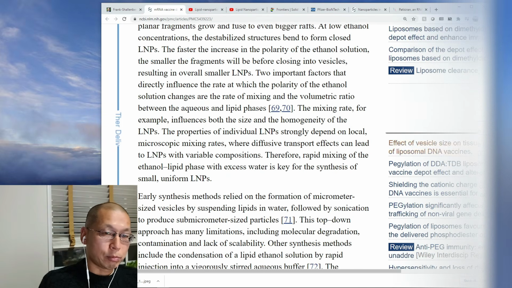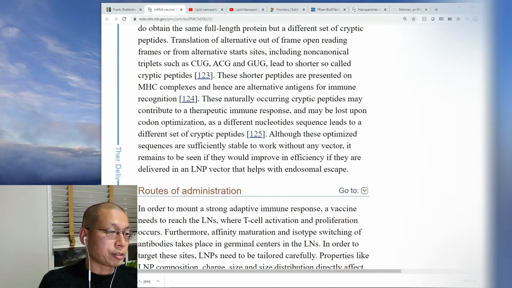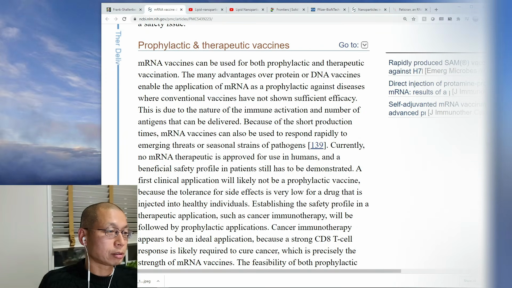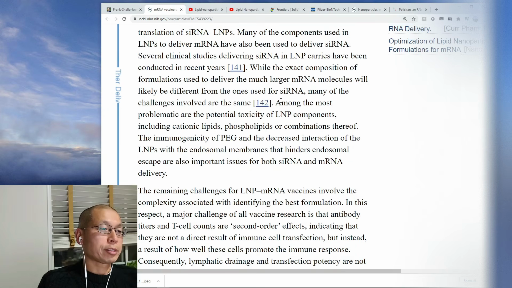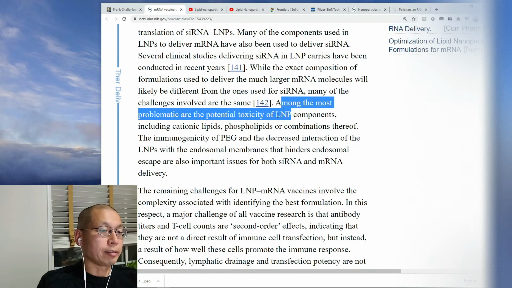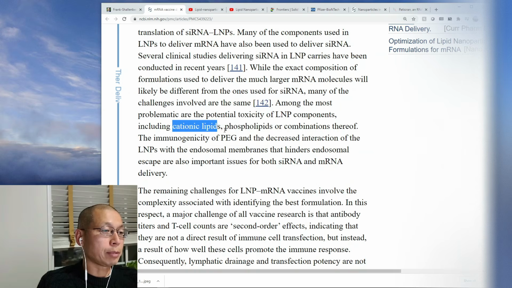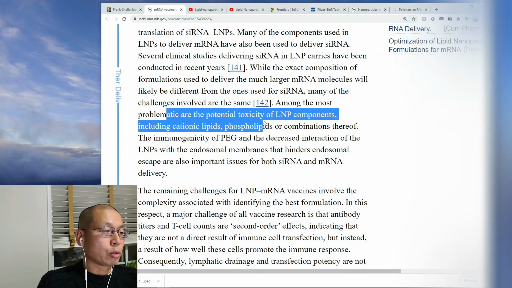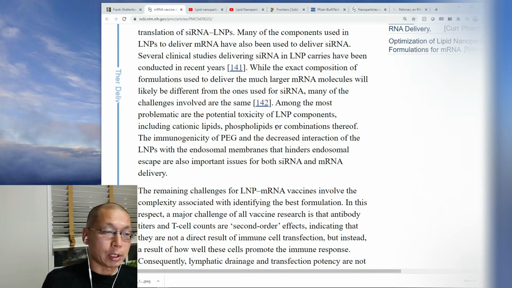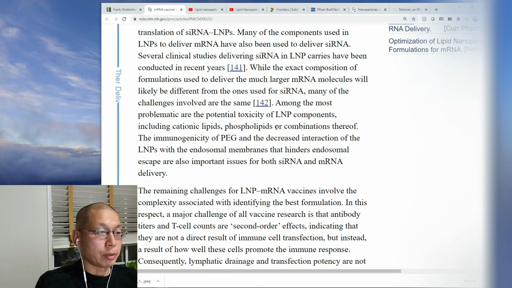And in the end, they do mention some toxicity concerns right here. So amongst the most problematic are the potential toxicity of lipid nanoparticle components, including the cationic lipids, phospholipids, or combination thereof. So we don't know the toxicity. It's kind of new, potential. We know that lipofectamine was very toxic when people tried to do that in vivo. And so that's why they moved to these lipid nanoparticles, which are thought to be much less toxic.